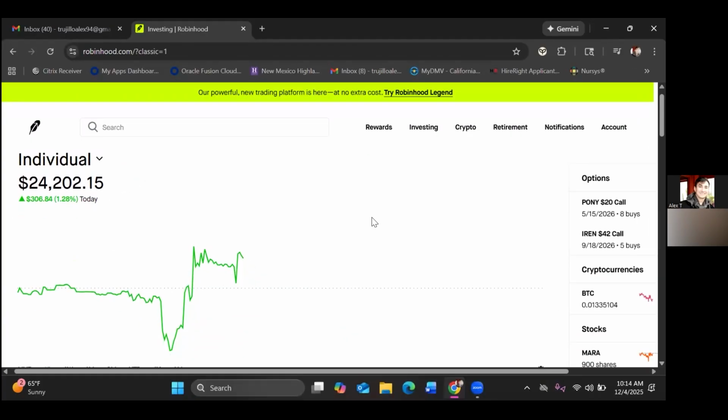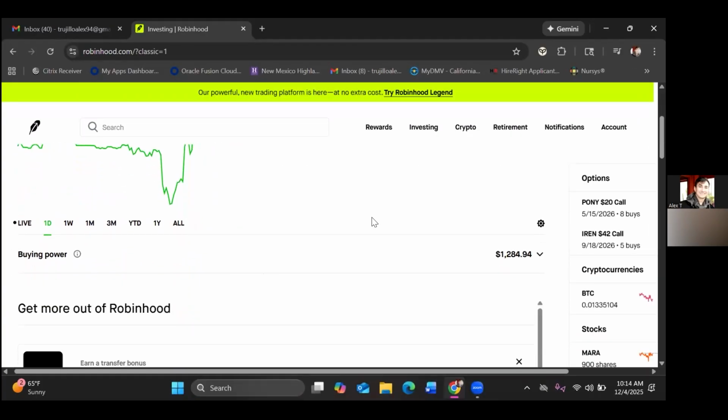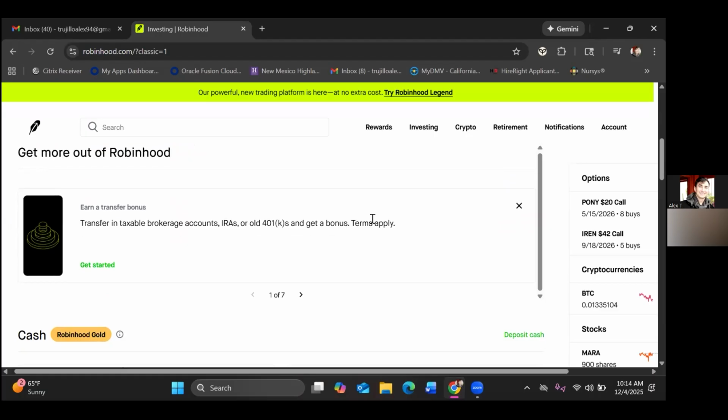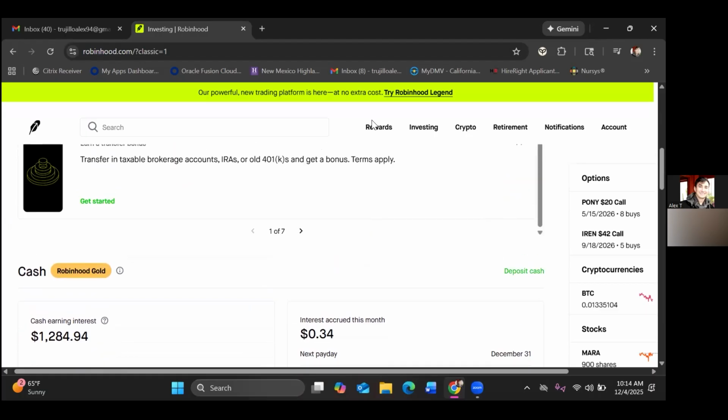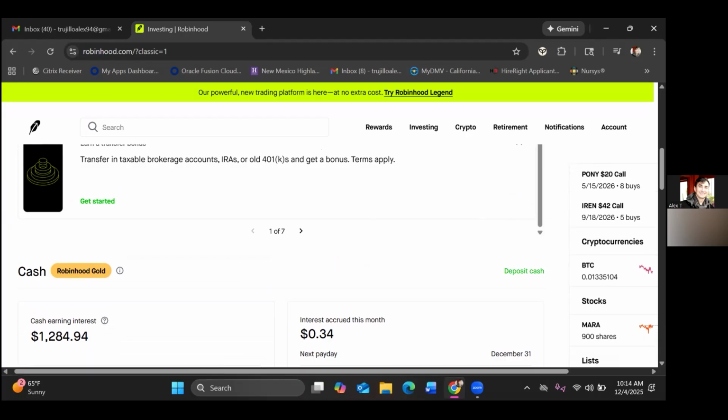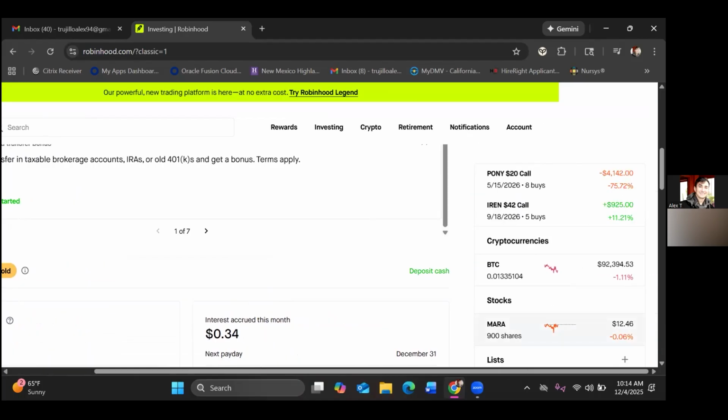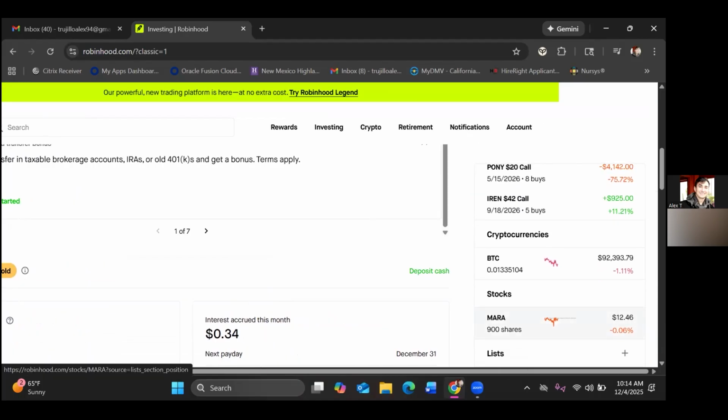Okay, so what we're going to do, since you're level 3 now, we can run some poor man's covered calls. So let's look at the far right. Let's look at your positions. You have Pony and you have Iron. All right, let's look to the right. Pony, Iron, and yeah, there you go. So Pony's not doing so good, but we're going to run some.